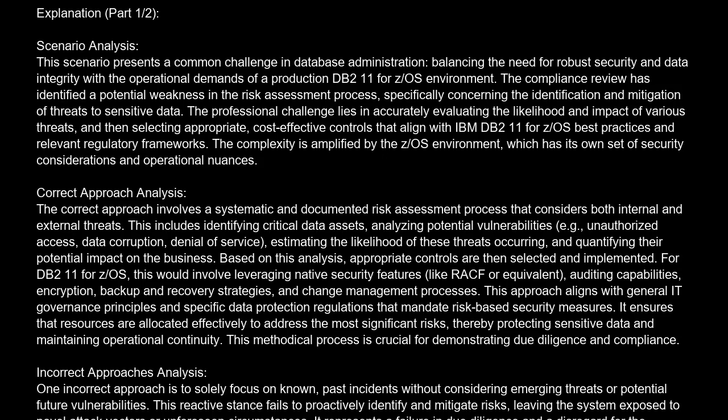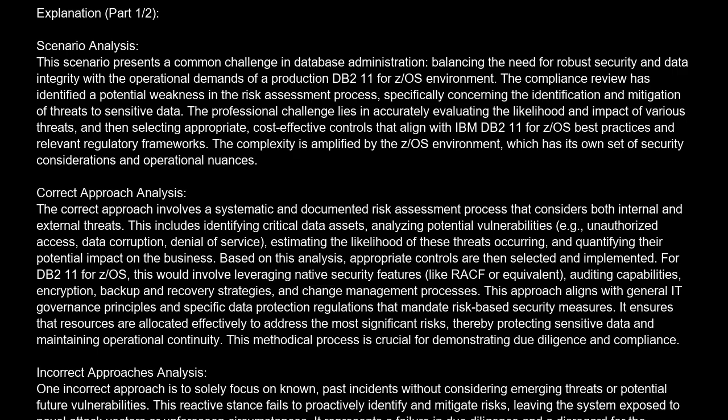The correct answer is A. Conduct a comprehensive, current risk assessment that identifies critical data assets, analyzes potential threats and vulnerabilities specific to the DB2 for Z/OS environment, and evaluates the likelihood and impact of these risks to determine appropriate mitigation strategies.